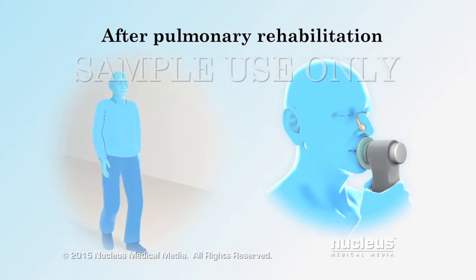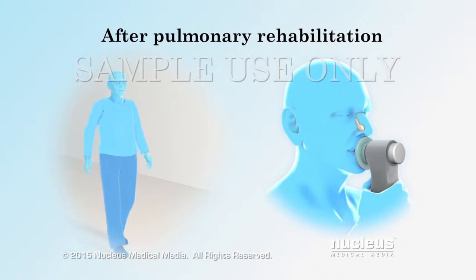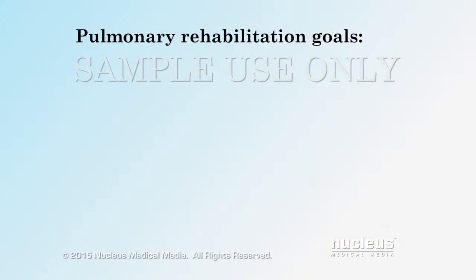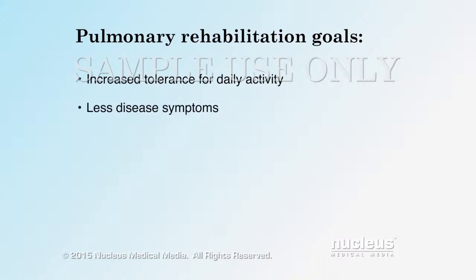After a few months on the program, you may be given additional exercises and lung tests. These tests will help your healthcare team know if you're reaching the program goals. These goals may include increased tolerance for daily activity, less disease symptoms, and self-management and coping skills.